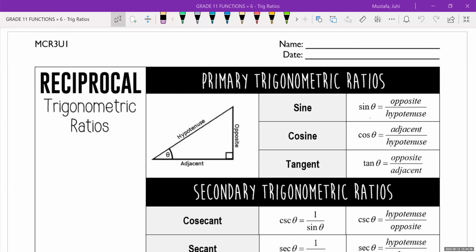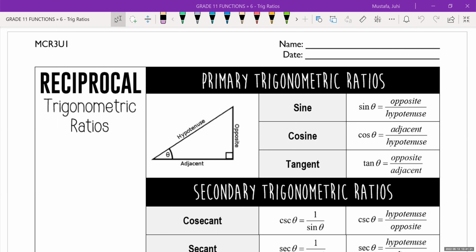So our lesson today is called reciprocal trig ratios. I want to start off by reminding you what the primary trig ratios are. We have reviewed sine, which is opposite over hypotenuse, cosine, which is adjacent over hypotenuse, and tangent, which is opposite over adjacent. Now, you probably don't know this, but these are not the only trigonometric ratios that exist.